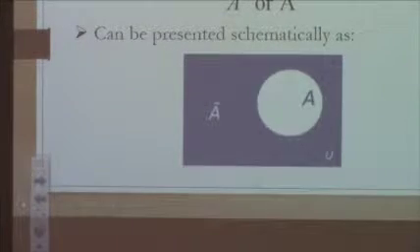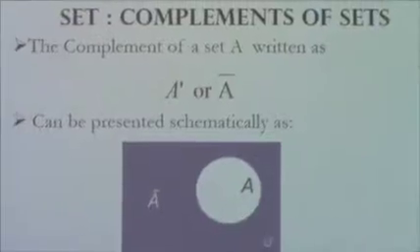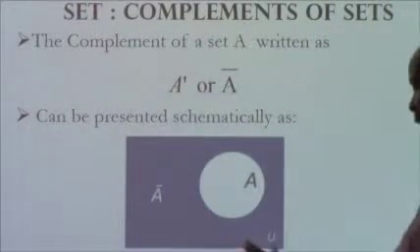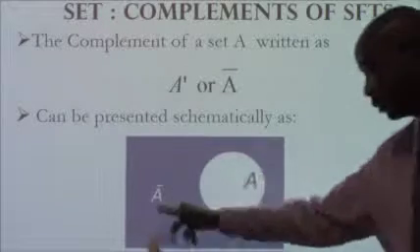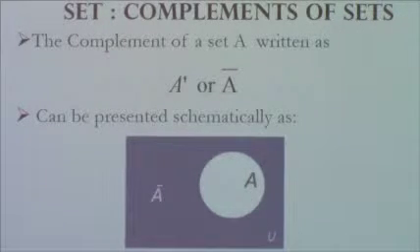So here's how we can show a complement. If this is set A, then the complement of A will be those elements which are in this universal set, colored in the rectangle, but are not in A. So everything outside of this circle within the rectangle will be the complement of A.